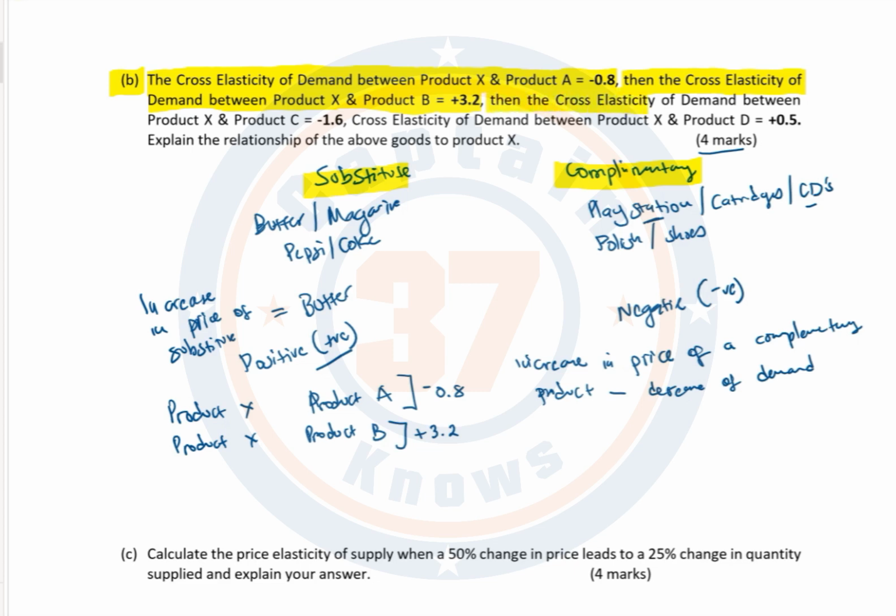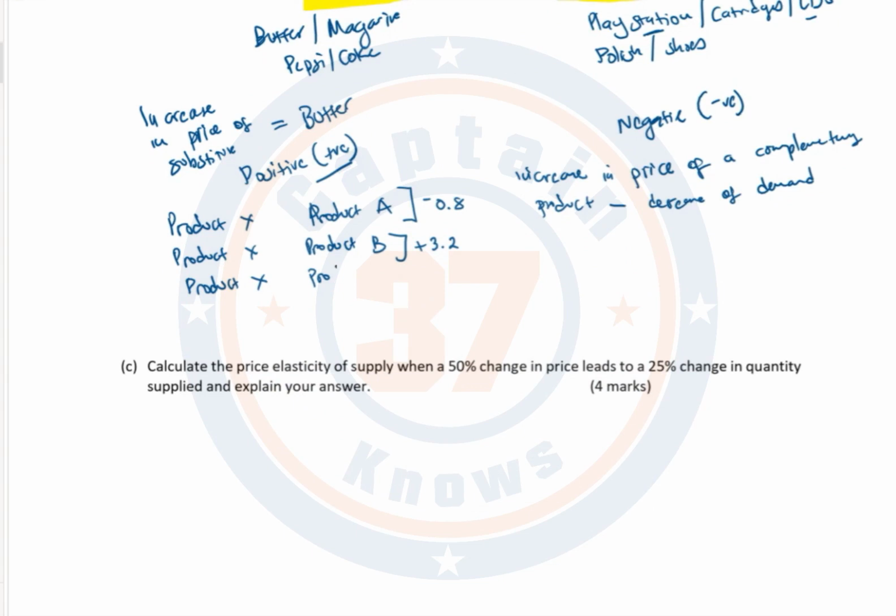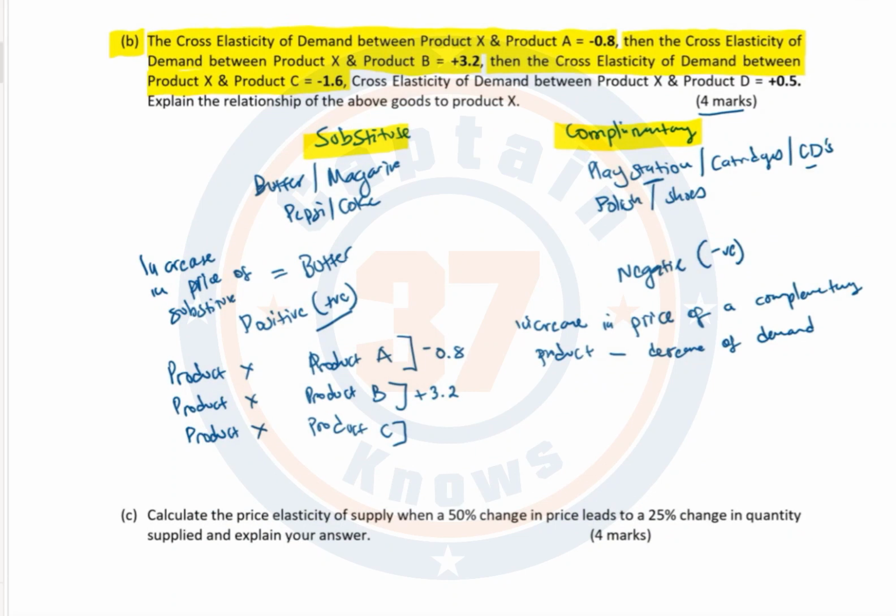Let's proceed and read this question. Then the cross elasticity of demand between product X and product C is negative 1.6. Again, there's product X, and this time there's product C. The value is negative 1.6. Now remember, the values are important.